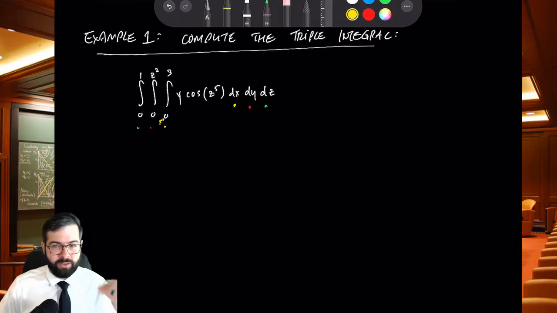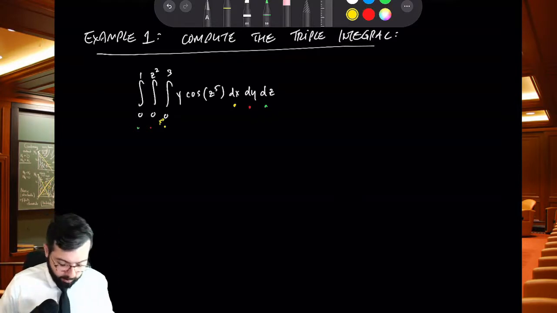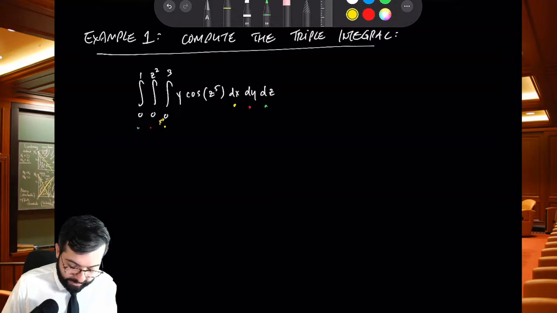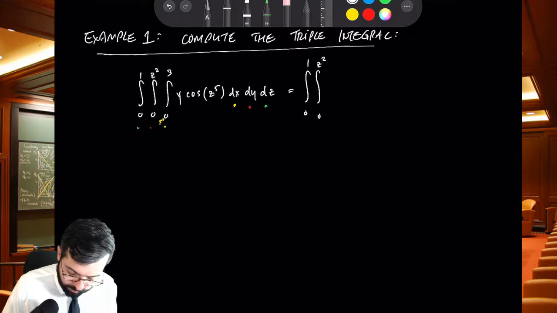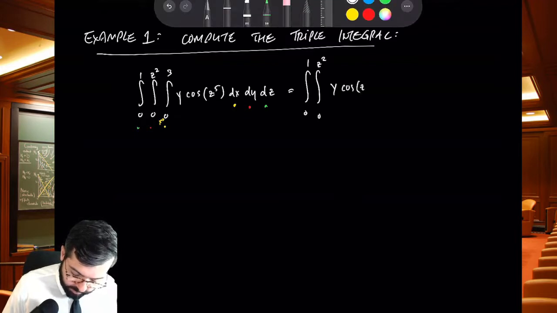So in that case, this whole thing's constant, and it's just a linear term, right? y cos z to the fifth is just like the slope of the line. It's a constant number. So when we integrate this, we should just get x. So from 0 to 1 and from 0 to z squared, we get y cos z to the fifth times x from 3 to 0, dy dz.